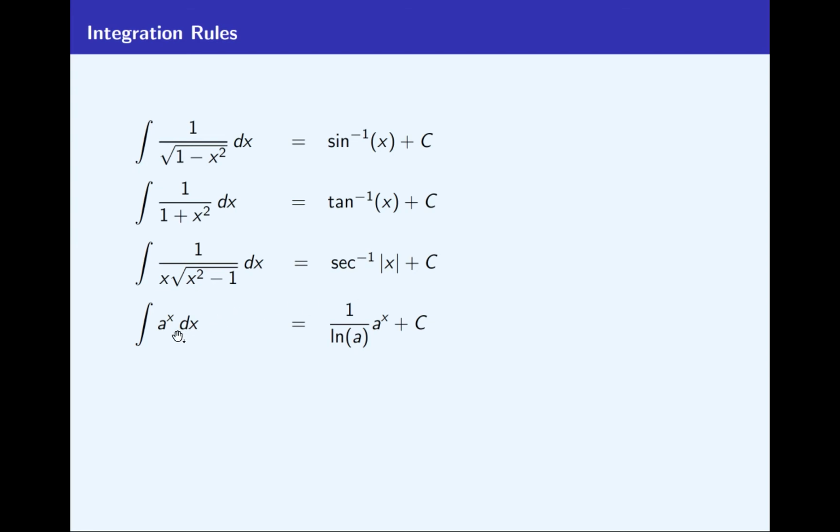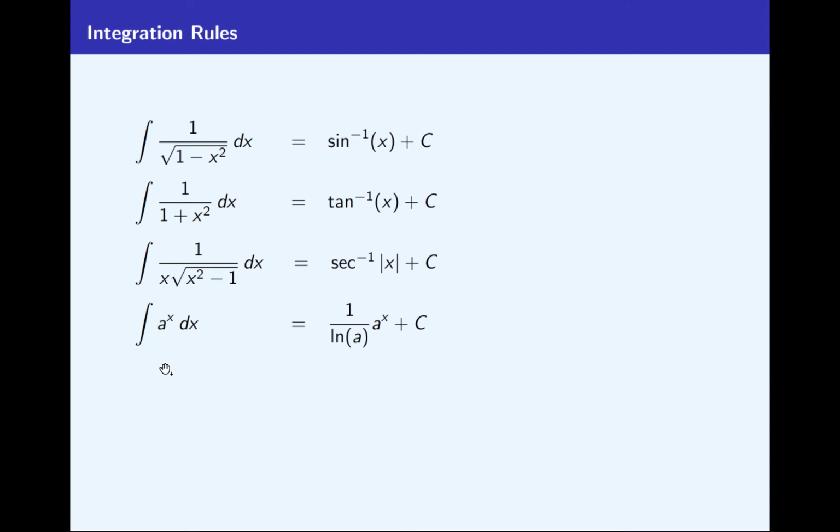We have the integral of a to the power of x dx, where a is a constant, equals 1 over ln of a times a to the power of x plus c. You can check that. You know the derivative of a to the power of x is ln of a times a to the power of x. So the derivative of this is a to the power of x.